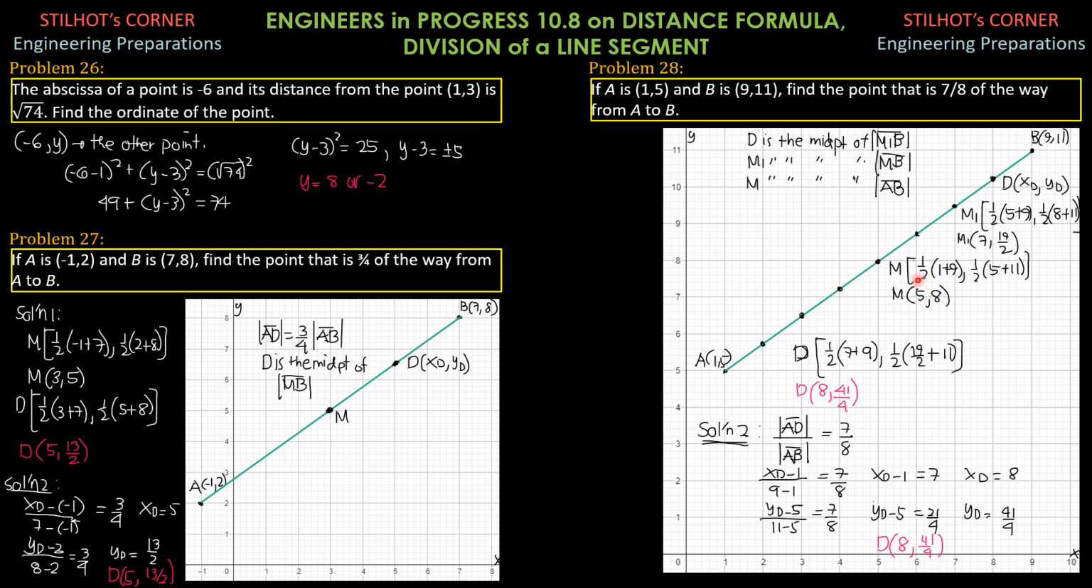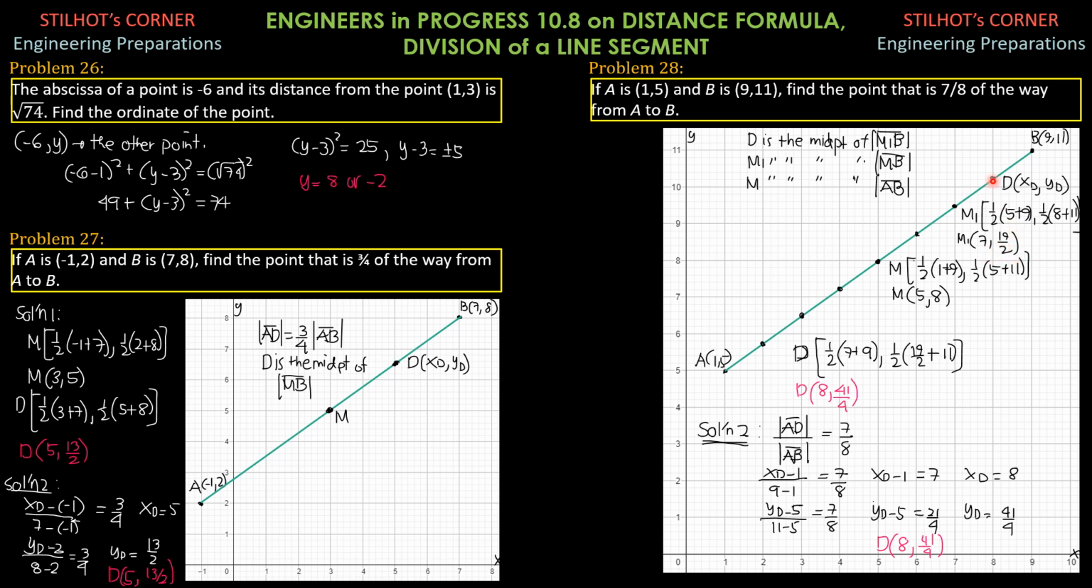So M is 1/2 of 1 plus 9, 1/2 of 5 plus 11. So that would be (5, 8). Then M1 is the midpoint between M and B. So M1 is 1/2 of 5 plus 9, then comma 1/2 of 8 plus 11. So therefore M1 is at (7, 19/2).